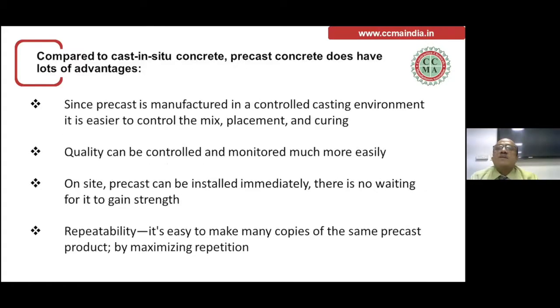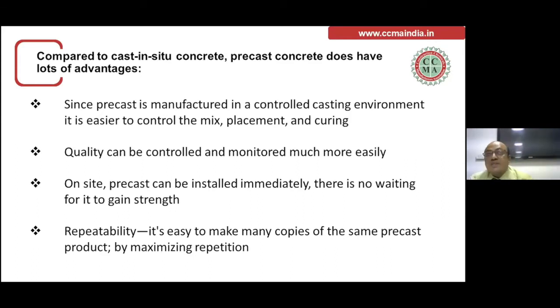Another point is that precast is manufactured in a controlled casting environment. As it happens at the casting yards, it is very easy to control the mix, placement and curing, unlike in cast in situ concrete. Quality can also be controlled and monitored much more easily. And on site, precast can be installed directly. We cast at the casting yard and bring it directly to site. There is no waiting period for gaining strength, because it has already gained strength at the casting yard, so there is no need to wait for extra time.